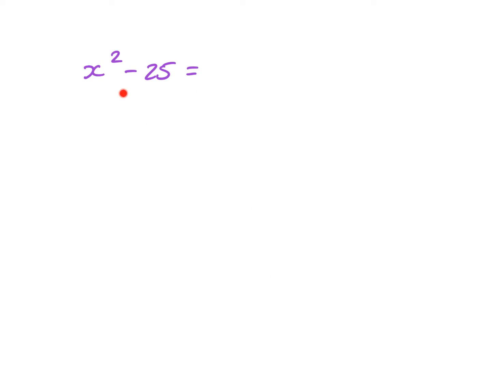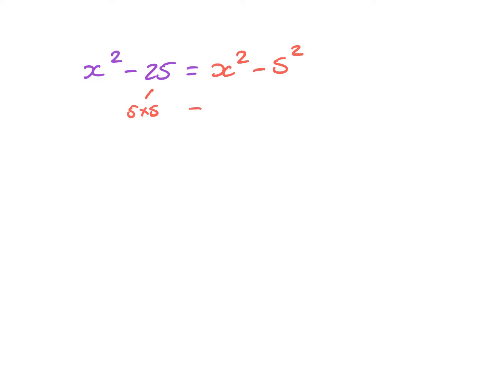Right, so if I had this expression over here and I wanted to factorize it, I can do a couple of things first. I know that x squared is a perfect square, but I also know that 25 can be rewritten as 5 squared. So that's what I will do. So I'll have x squared minus 5 squared, because I know 25 is 5 times 5.